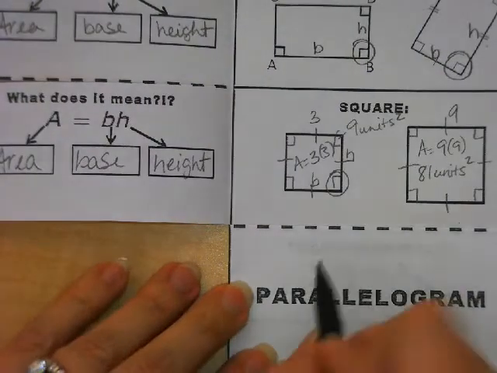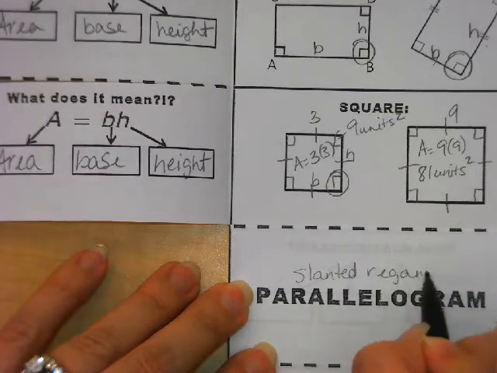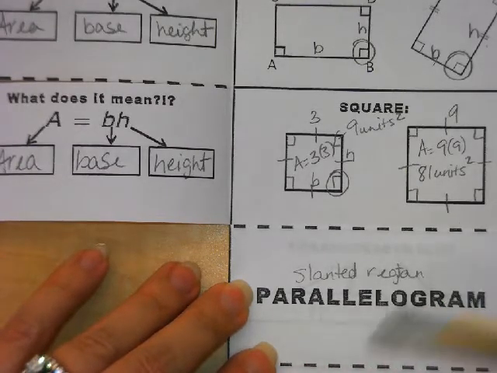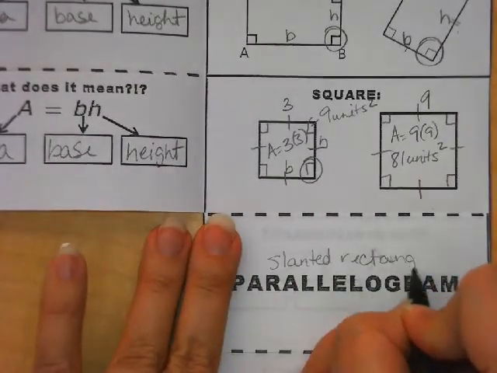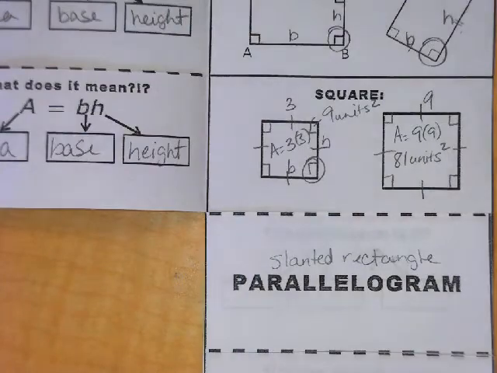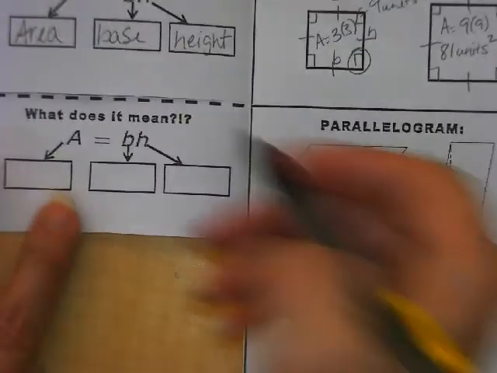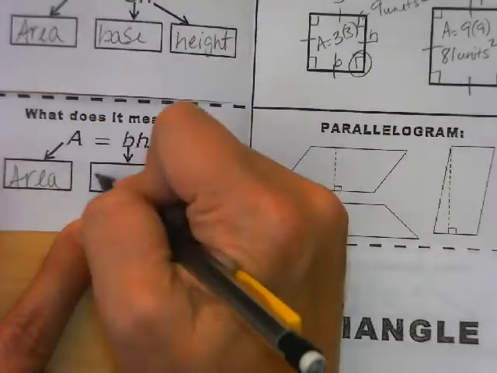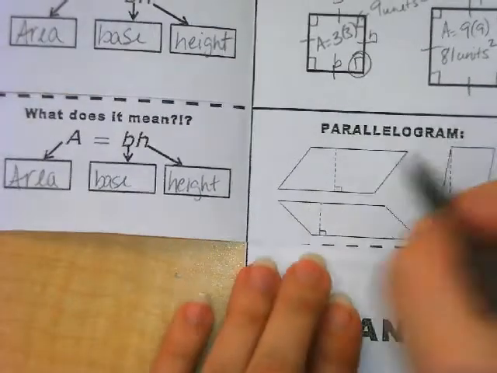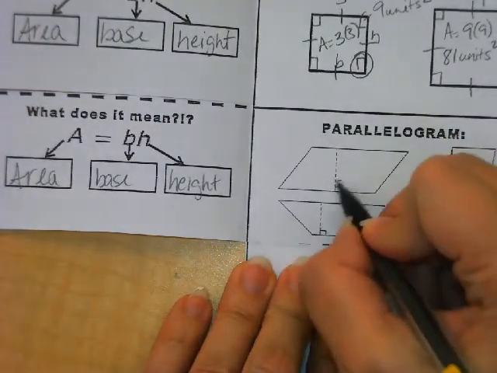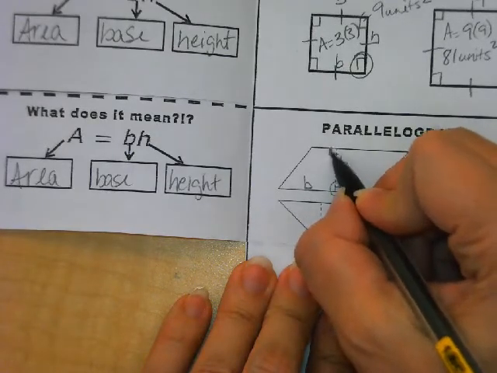Parallelogram, this is kind of like a slanted rectangle. I cannot spell all of them. There we go. So very similar. Same formula. Area equals base times height. Now notice here, here's my right angle. So this is my height. This is my base.